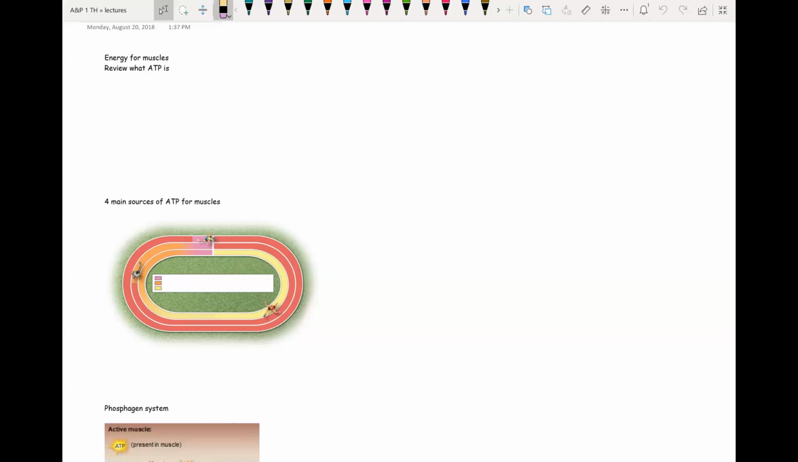Now we're going to see how muscles get energy and types of muscle fibers. Let's think about what you learned in Chapter 3 about ATP. Remember that ATP stands for adenosine triphosphate. So it's an adenosine with 3 phosphates attached. And that third one is attached by a high energy bond. Hopefully this is coming back to you from our Chapter 3 lessons.